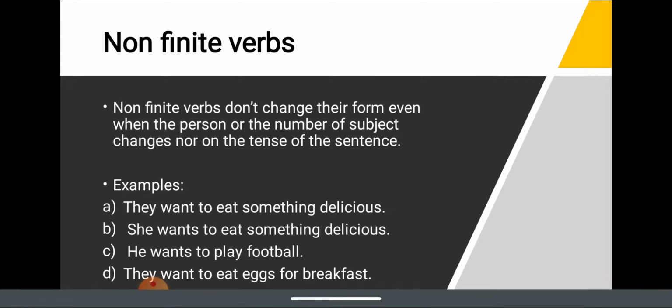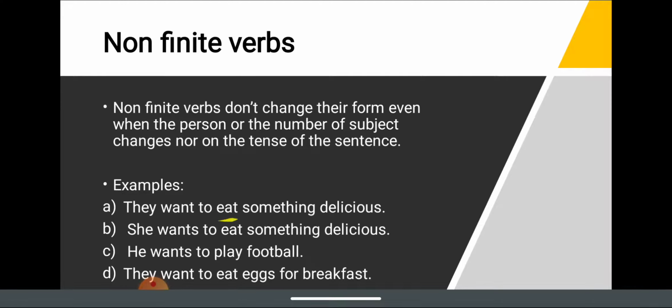So in these sentences, we can see that in every sentence the subject is changing. In the first sentence it is they. Second, it is she. Third, it is he. Fourth, it is also plural, they. So we can see that want is changing. In the first sentence it is want, in the second it is wants. But one more verb is used in these sentences, that is eat, and it remains the same.